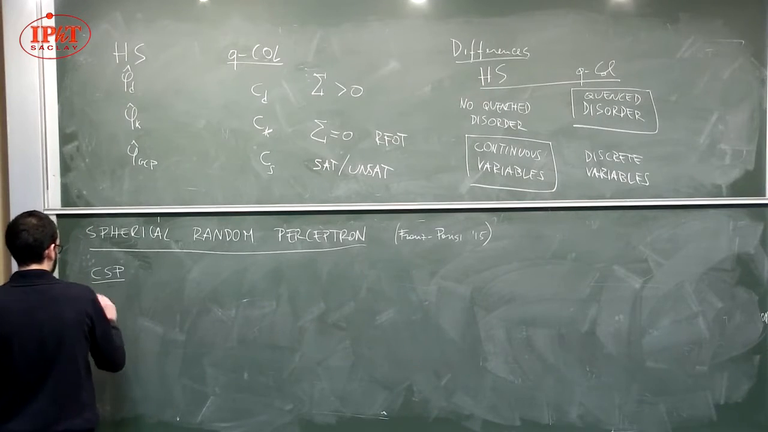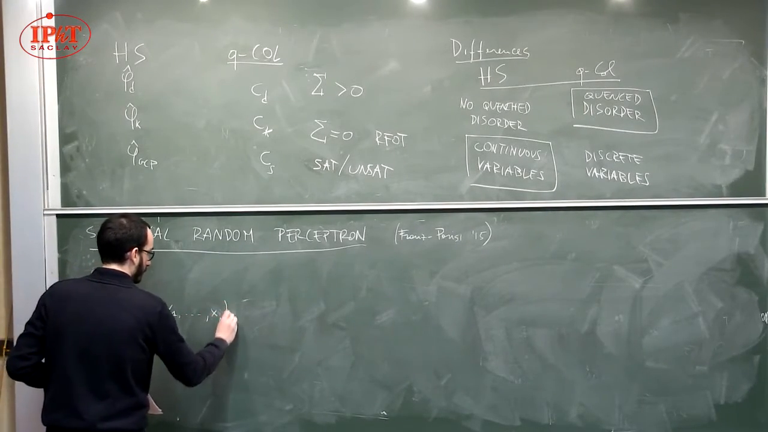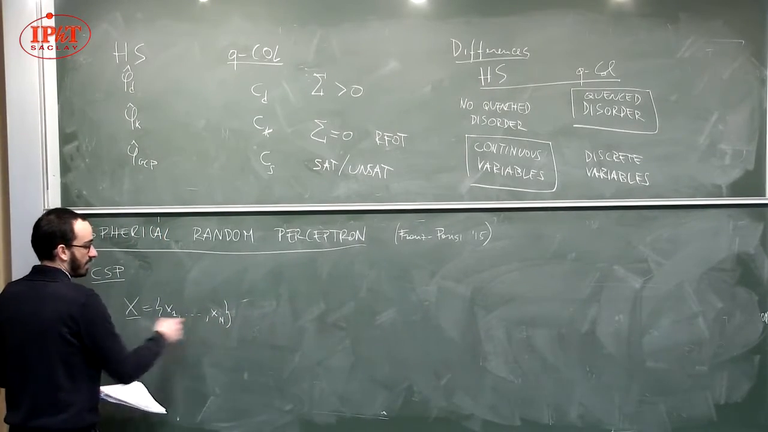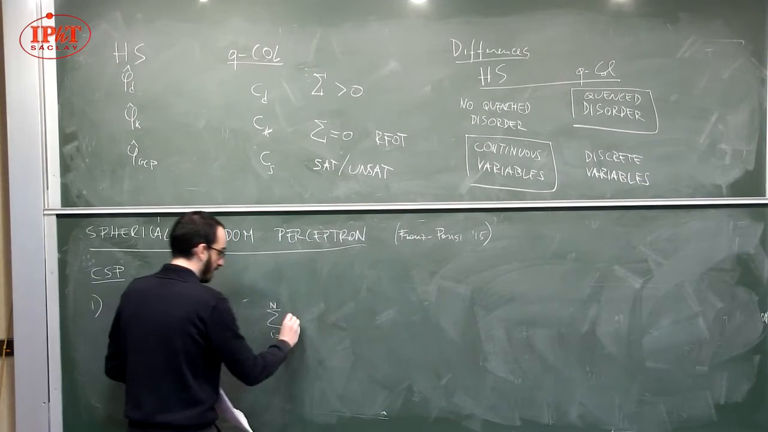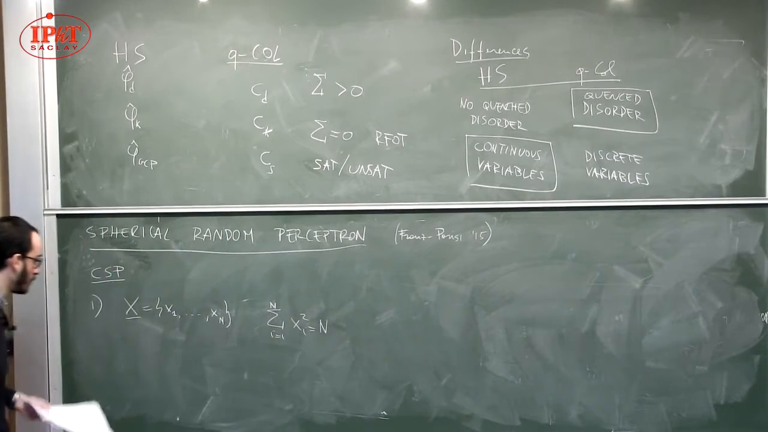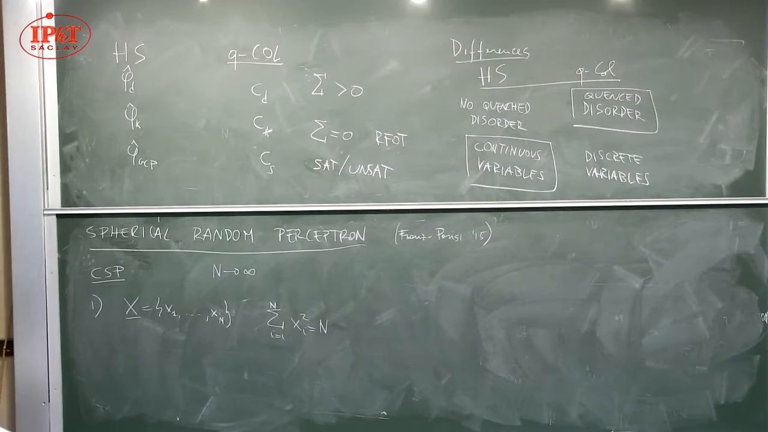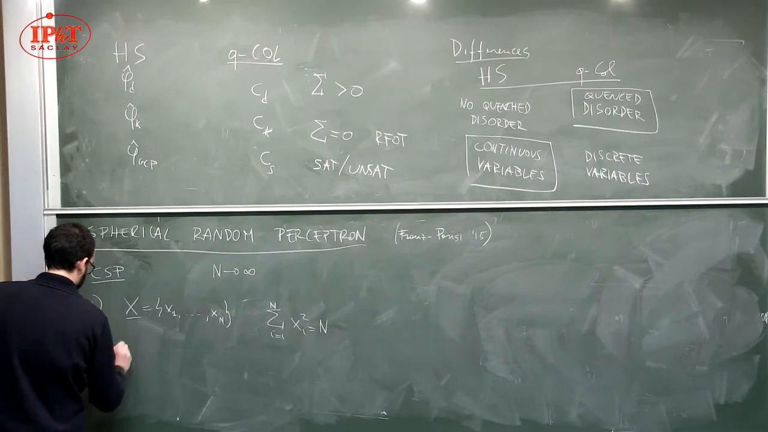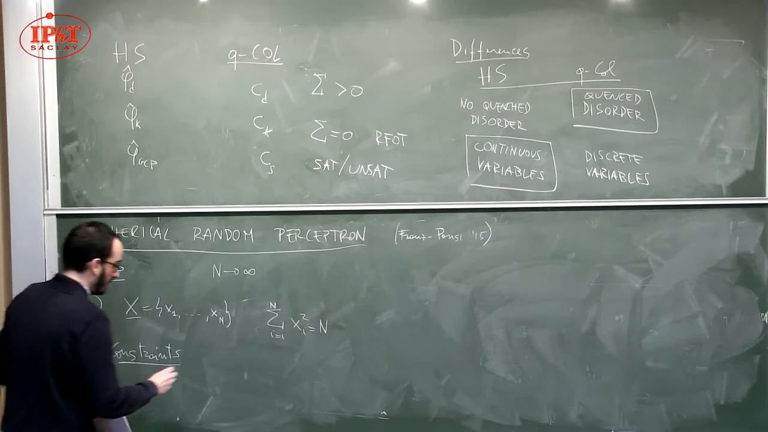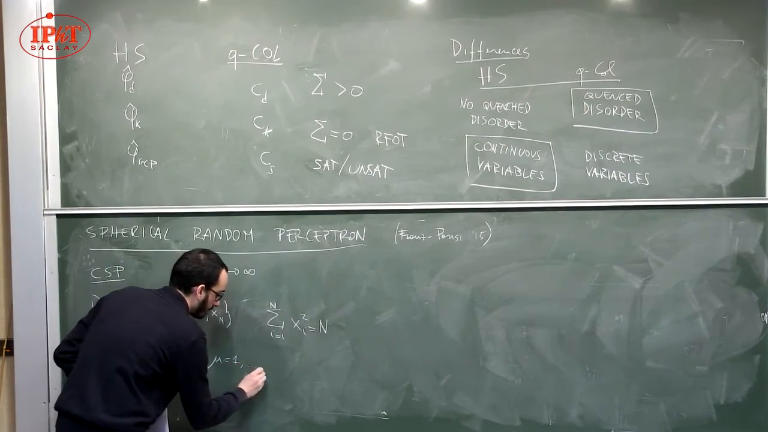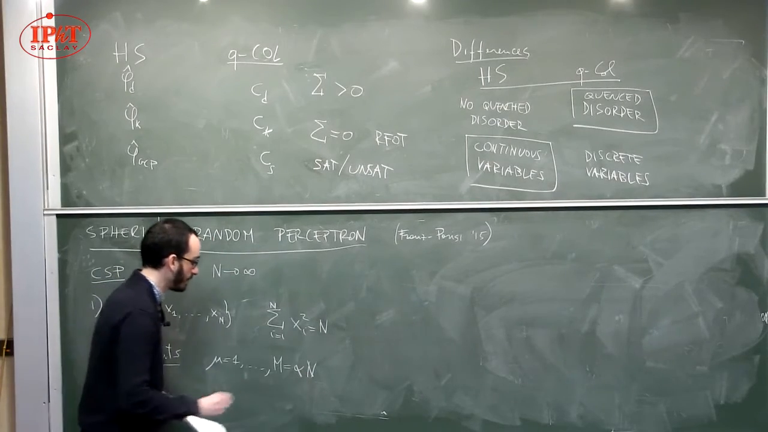So first we define the variables. So again, we have x. It's a vector. So x_i are real variables, but they have to satisfy the spherical constraint. So the sum from 1 to N of x_i squared is equal to N. So we have N variables, and here N goes to infinity again. So these are the variables. And now I define the constraints. Okay, so let me introduce an index mu that goes from 1 to M, and M scales with N with a proportionality factor that is alpha. So this is a control parameter of the problem.